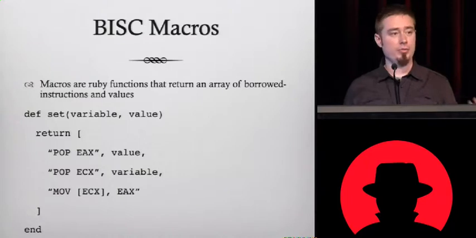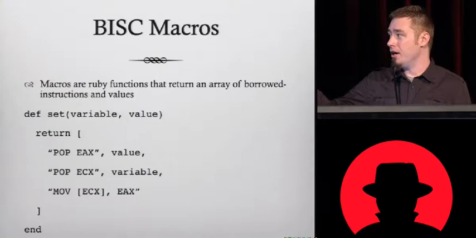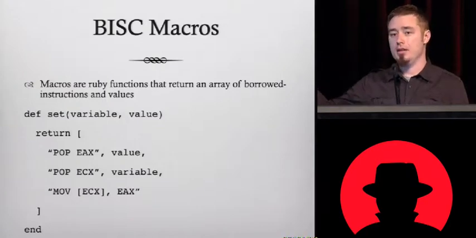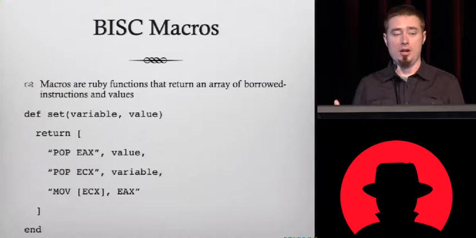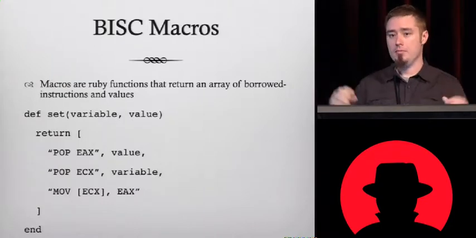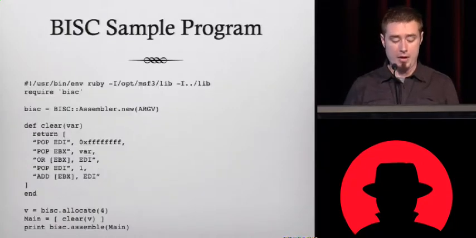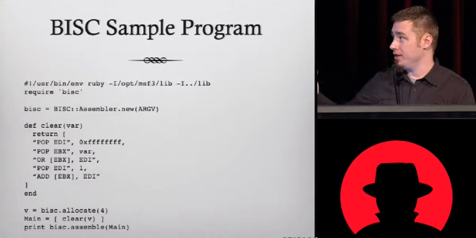So here's an example of how a macro works. I just make it a simple Ruby function, and what it does is return an array of the instructions that it needs, with the values in line, because those values get turned into 32-bit constants, and just returns the sub-program that implements that operation, so you can call it from your main program. So here's kind of a full example.